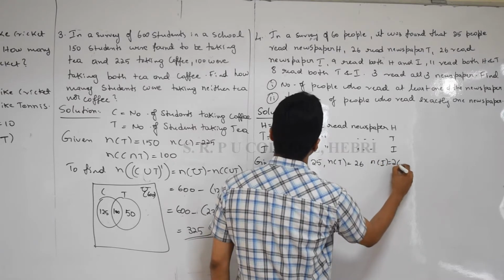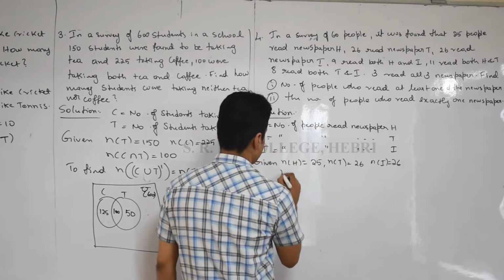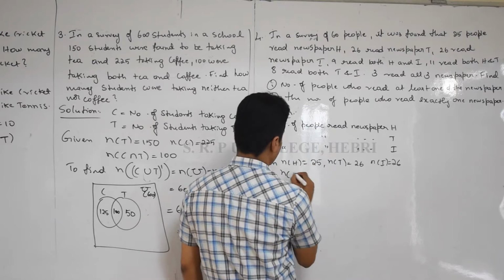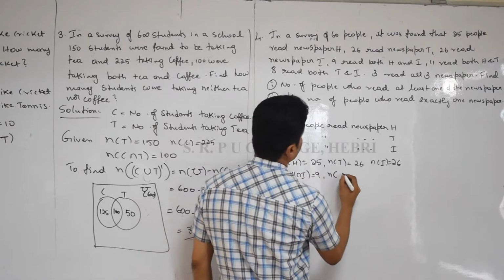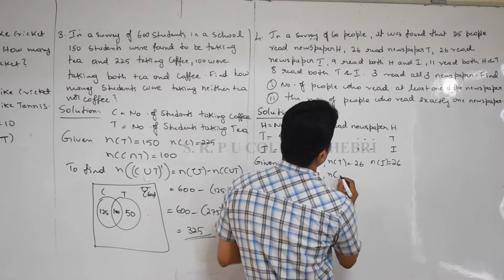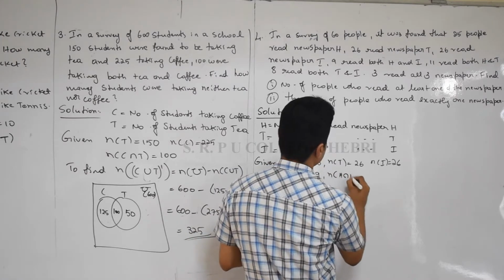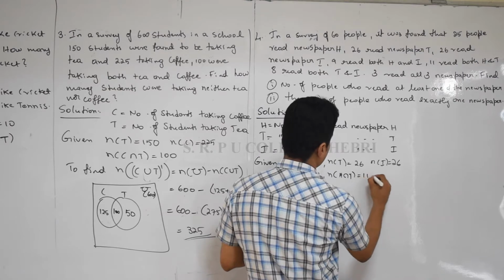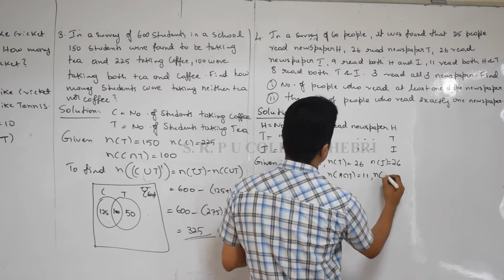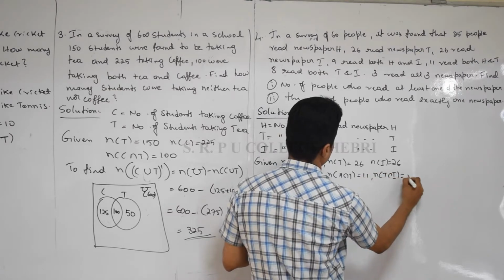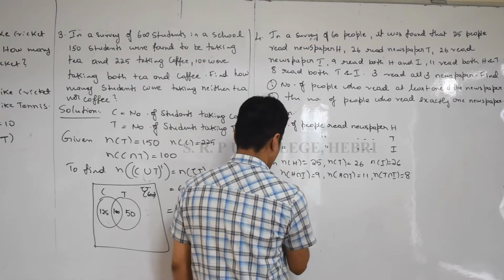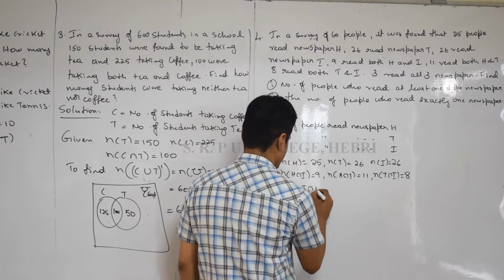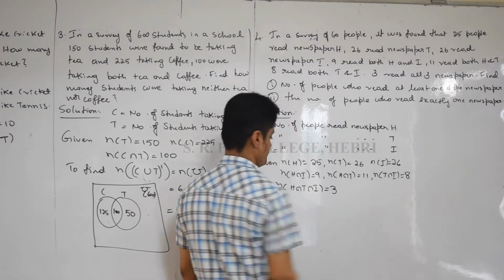It is 26. Yes, very good. Then n of H intersection I is 9, both H and I, 9. N of H intersection T is 11, both H and T, 11. N of T intersection I is 8, both T and I, right? 3 read all the 3 newspapers, and n of H intersection T intersection I is equal to 3.